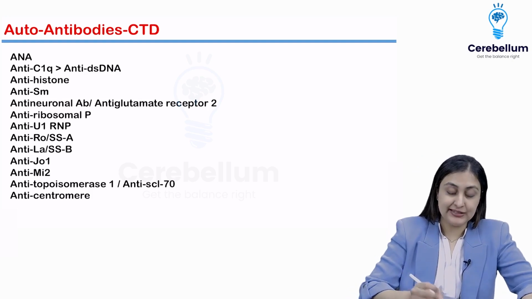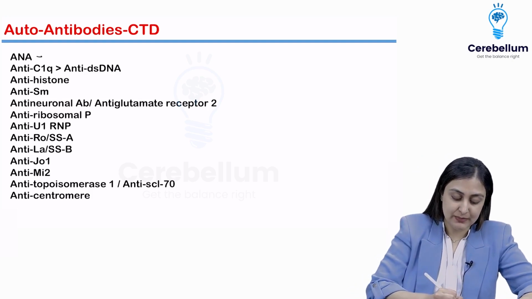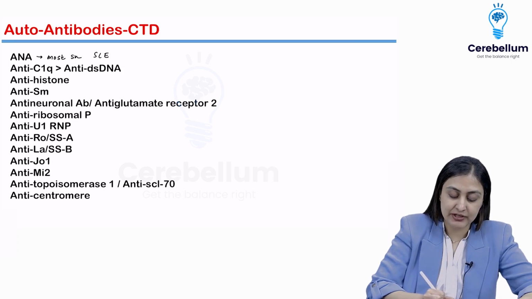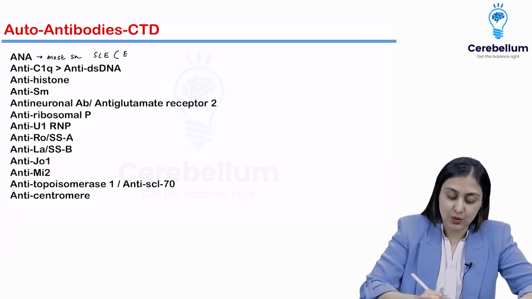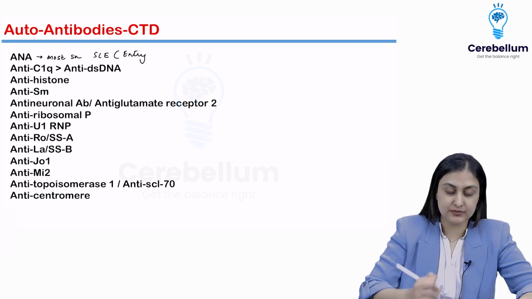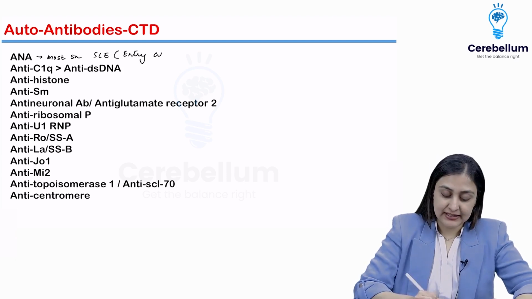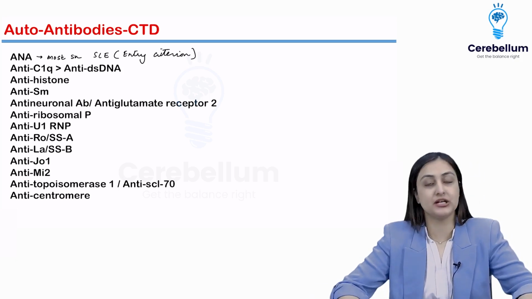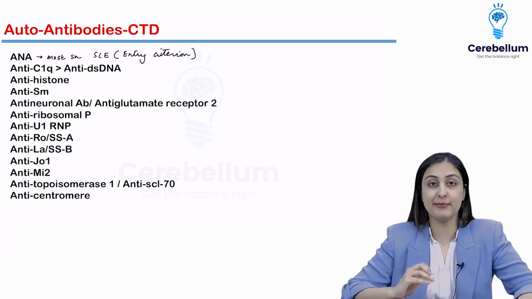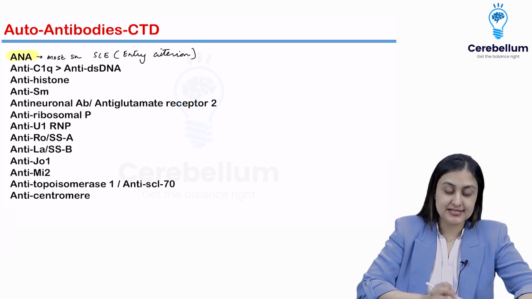So first is anti-nuclear antibody, and this, remember, is the most sensitive for SLE, and now according to the recent update, this is called an entry criterion. This is known as the entry criterion, meaning this has to be present for us to make a diagnosis of SLE. So that is how important it is. It is the most sensitive.